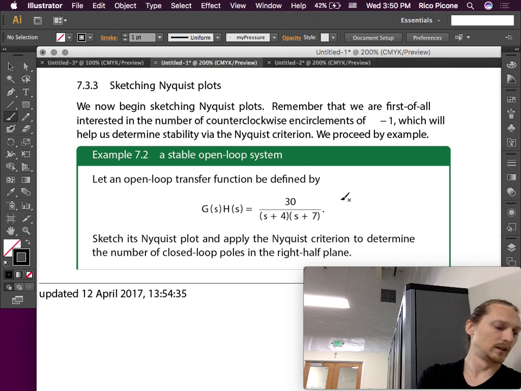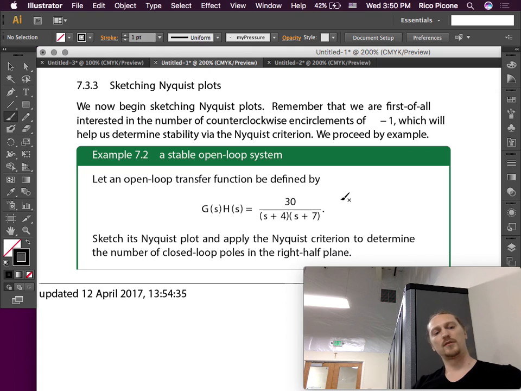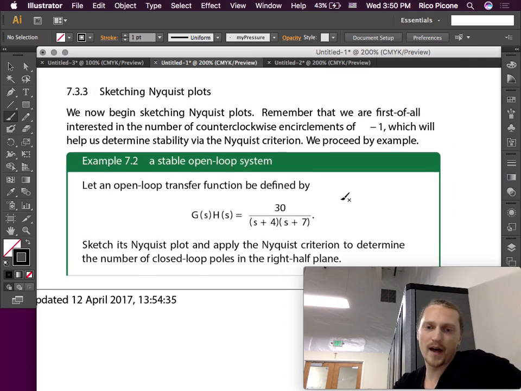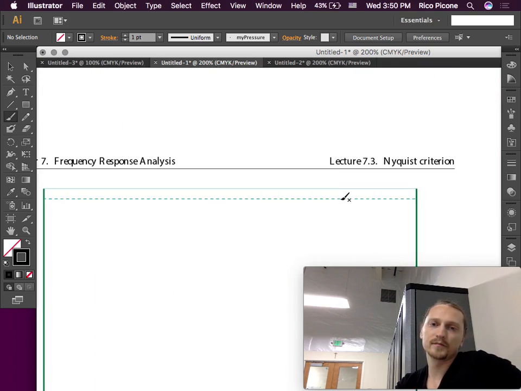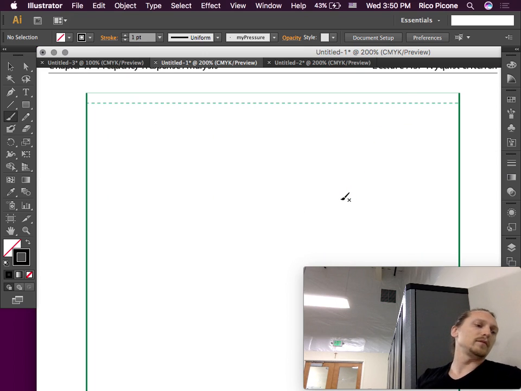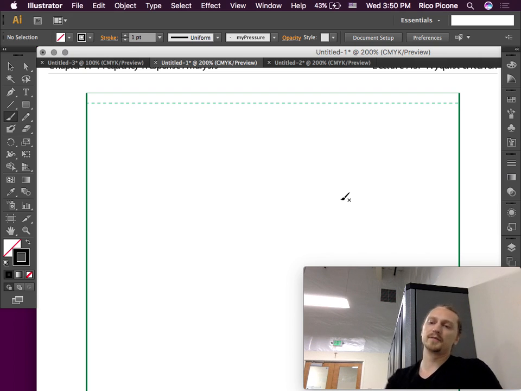So, let an open loop transfer function be defined by this. So GH is this. All right, 2 poles and no zeros. Sketch its Nyquist plot and apply the Nyquist criterion to determine the number of closed loop poles in the right half plane. So that is our goal with this problem. So first let's sketch what's going on.